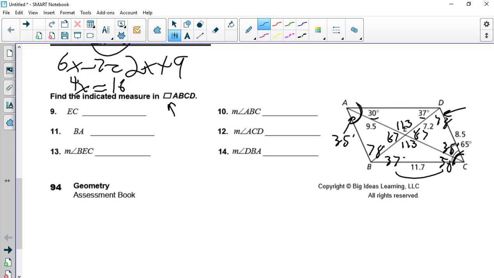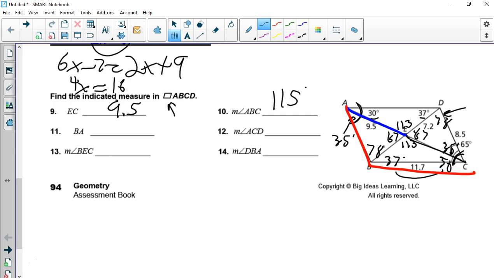Now, number 9, EC. EC is from the middle down here. Well, the diagonals bisect each other, so since this is 9.5, that means EC is also going to be 9.5. ABC. Now remember, ABC means start at A, go to B, and go to C. So that's going to be 78 plus 37. That's why we needed to find those numbers. That gives us 115 degrees.